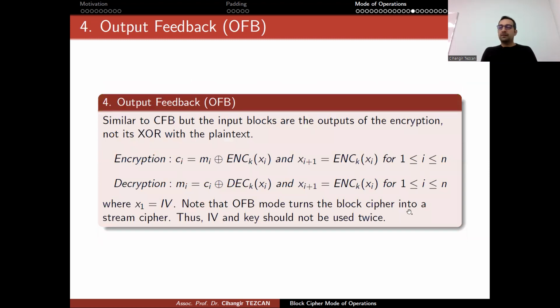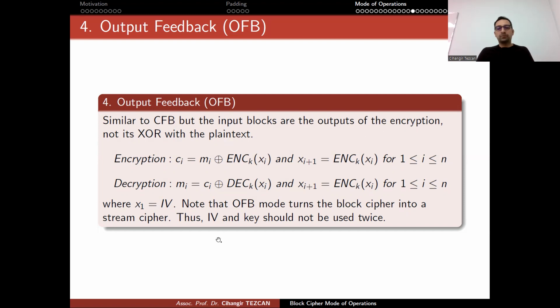This actually lets us move on to OFB, output feedback. Similar to CFB, but the input blocks are the outputs of the encryption, not its XOR with the plain text, okay?